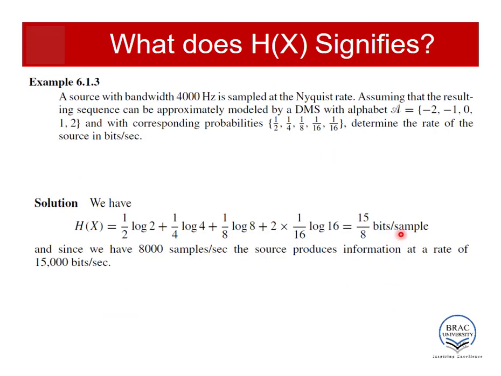So we are getting 15 by 8 bits per sample, but we have to determine the rate in bits per second. Now Hx is in bits per sample, and our sampling rate, or Nyquist rate, is 8000, double the frequency, and the unit is samples per second. By common sense, if you multiply these two, bits per sample multiplied by samples per second, the resulting unit will be bits per second. So the result is 15 by 8 into 8000, which is 15,000 bits per second. So the rate of the source is 15,000 bits per second.